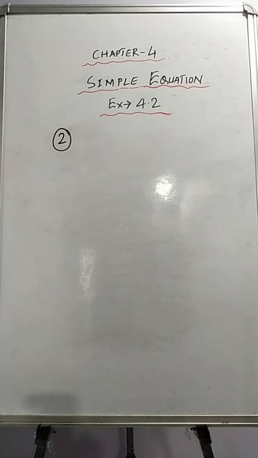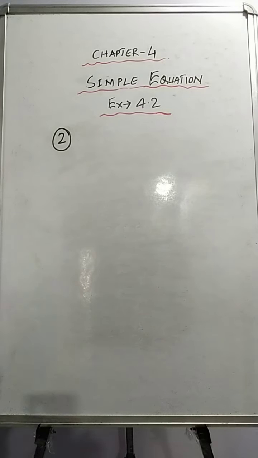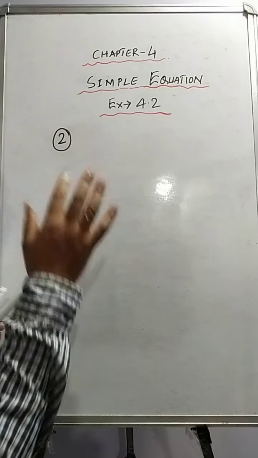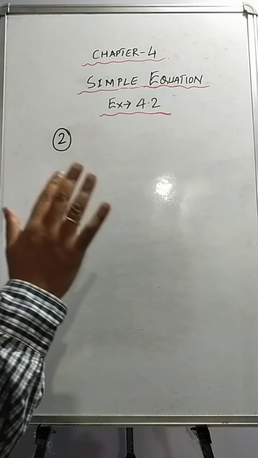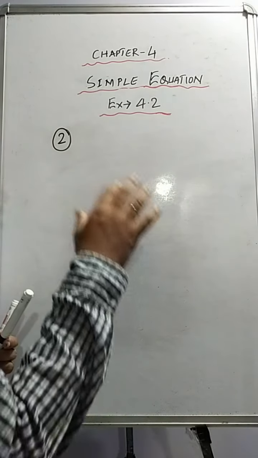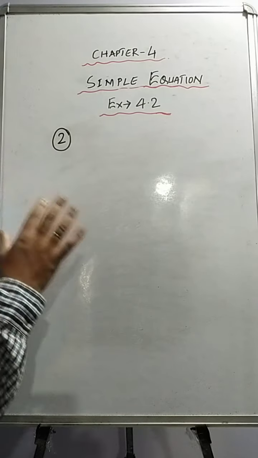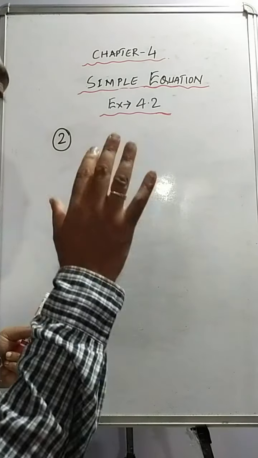Students, now in question number 2 we have 3L equals 42 and we have to find the value of L. But before that I want to just tell you something. In every equation, our main objective is to get the value of a variable, isn't it? Whether it is L, M, N, or X, our main objective is to get the value of the variable.